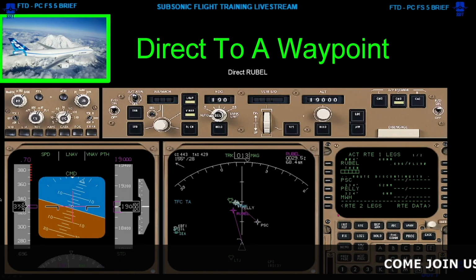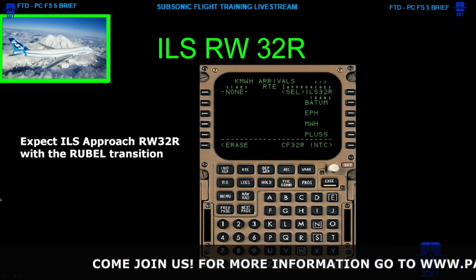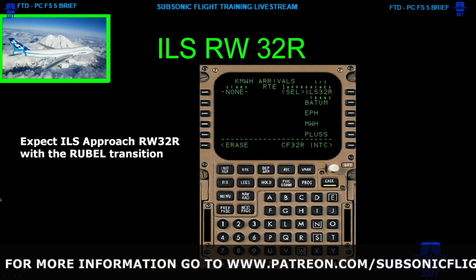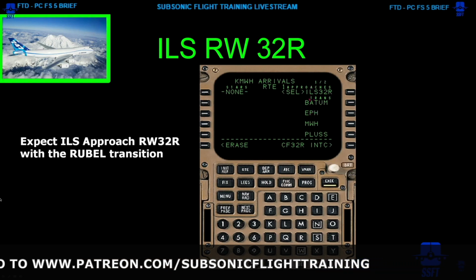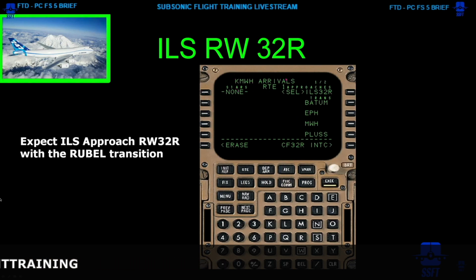So we're going direct Ruble, and then he's going to say, we'll expect the ILS 32 right with a Ruble transition. So we'll go to the departure arrival key, push that. Again, the logic is such that if you're more than half the distance to your destination, or 400 miles, whichever comes first, then it's going to give us the Moses Lake arrival page.